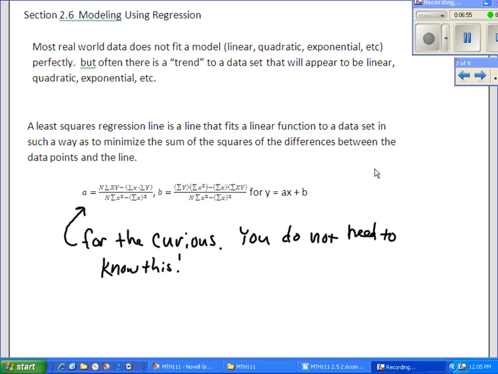The least squares regression line your calculator will find for you, which is nice because this is actually the formula for finding the values of a and b that your calculator does for you. So if you're interested, here are the formulas. You don't need to know this.